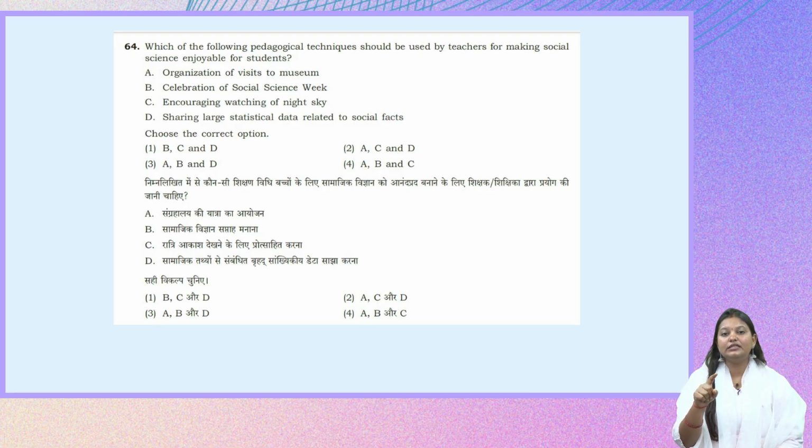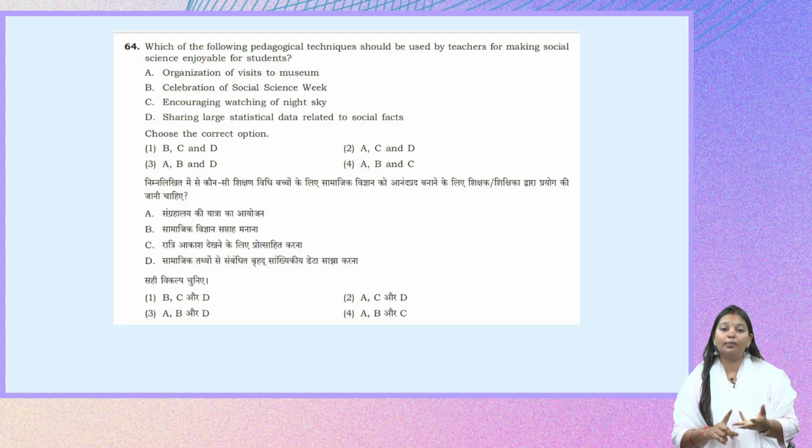But among these four, there is one particular option that we have to discard. Organization of visits to museum is definitely correct, because we are encouraging that we should be able to give our students more and more experiences. Taking them to museums and field visits is an important pedagogical technique when it comes to teaching of social science. So, option A has to be there in our correct answer.